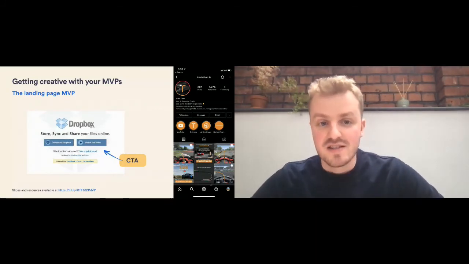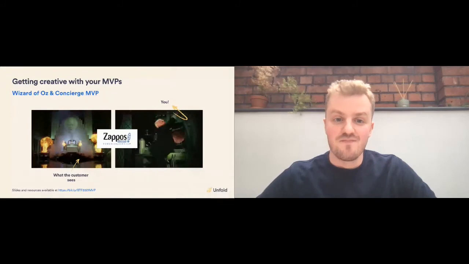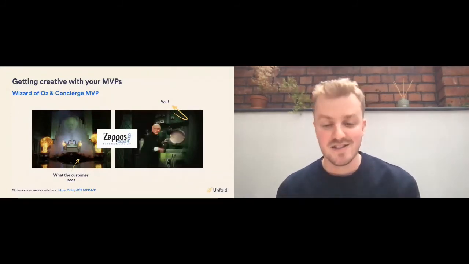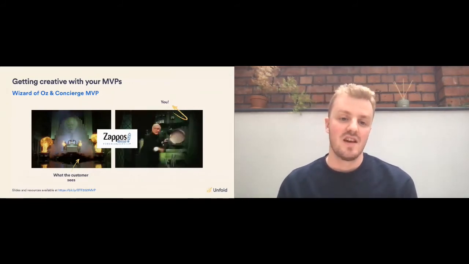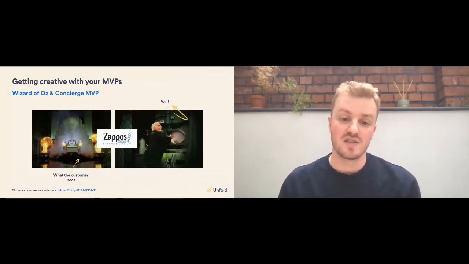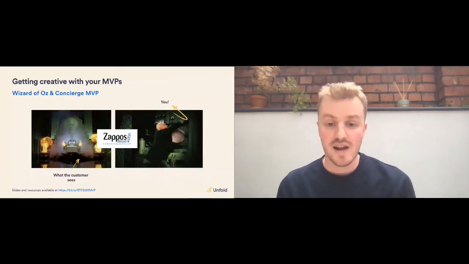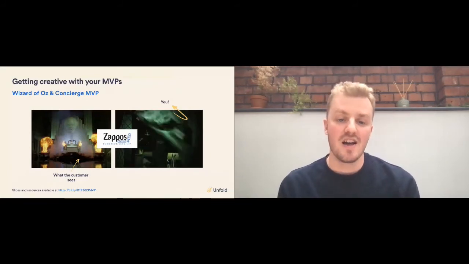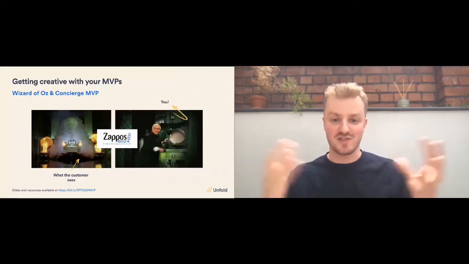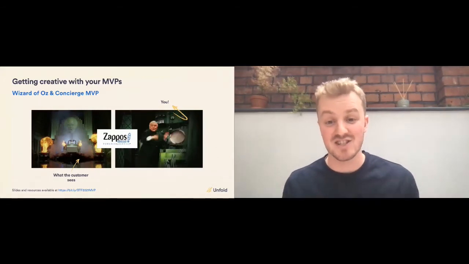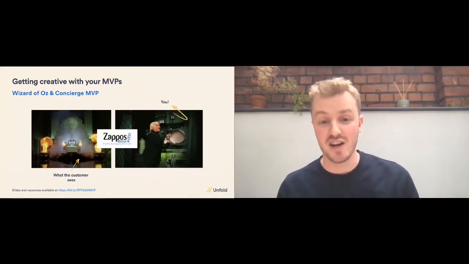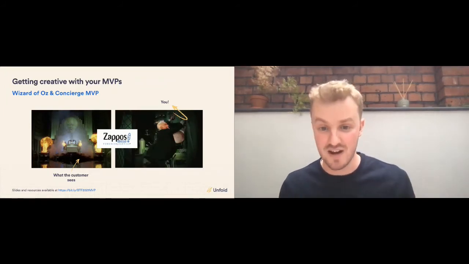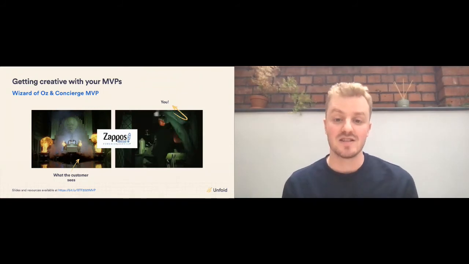The second one is the Wizard of Oz and the Concierge MVP. Two slightly different things. As you can probably guess, this is taken from the Wizard of Oz, and the idea is that we create an illusion where the customer sees something grand, and this service looks fantastic, and then actually us as founders are behind the curtain, pulling the levers, going a bit mad, trying to pull off this grand illusion. But it allows us to test the hypothesis.